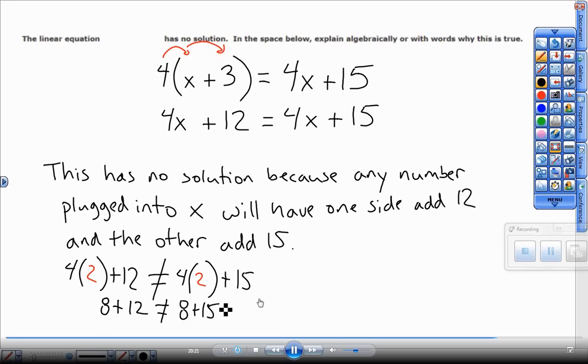That will happen every time. This is a no solution. Every number will get this situation. No solution. All right, so show the words. Show me that math.